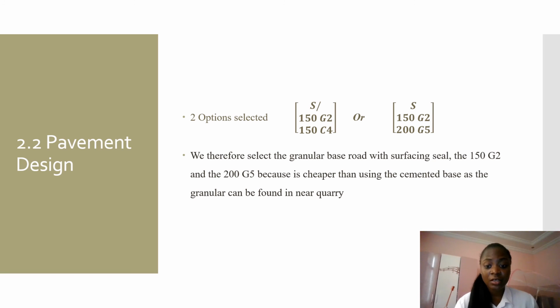For our case, in our project for the HOOF road, we had two options selected. We have the one with the double seal surfacing, with a base of 150 G2 and 150 C2 and G5. So we therefore selected the granular base road with surfacing seal, and the 150 G2 and the 100 and 200 G5, because it's cheaper than using the cemented base, as the granular can be found easily.